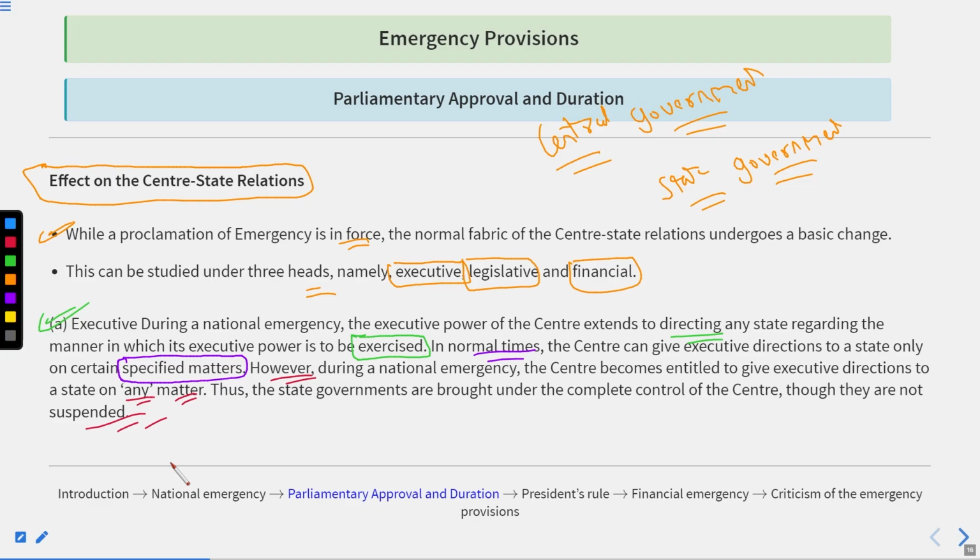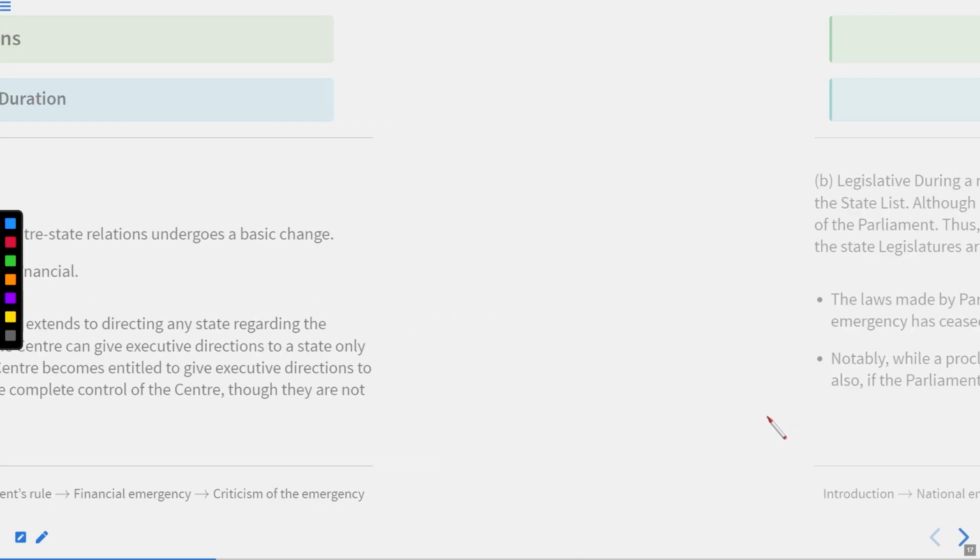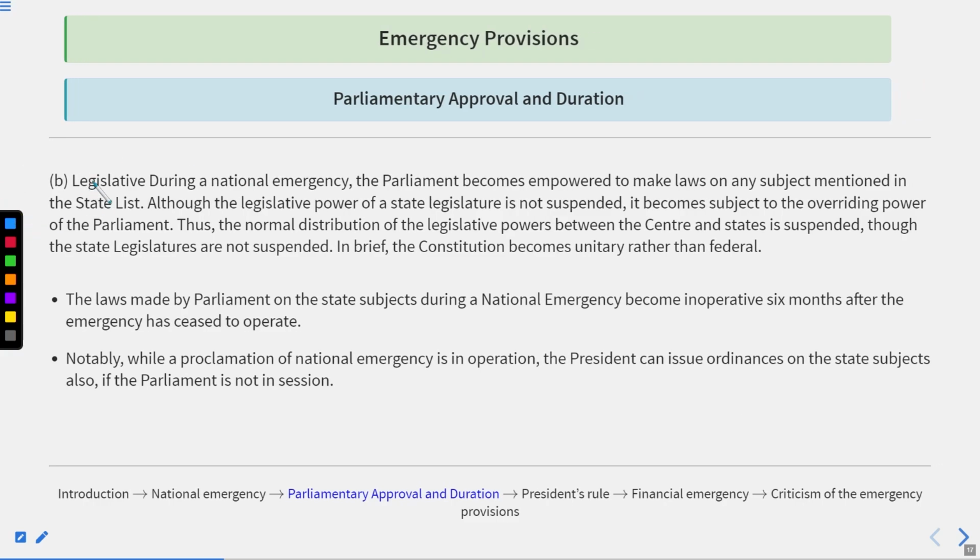But when it's a national emergency, on any matters, the central government could give directions to the state. All right. Thereafter, point B, the legislative during a national emergency. The parliament becomes empowered to make laws on any subject mentioned in the state list.